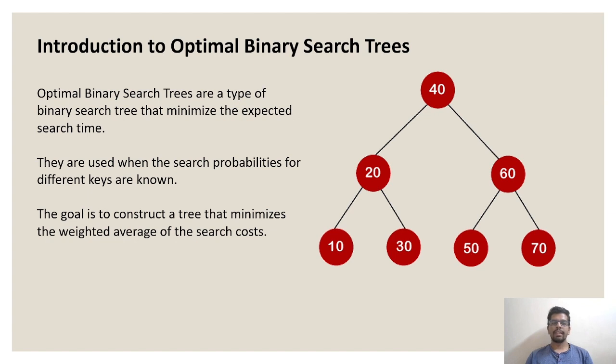Optimal binary search trees are a type of binary search tree that minimize the expected search time. They are used when the search probabilities for different keys are known. The goal is to construct a tree that minimizes the weighted average of the search cost.